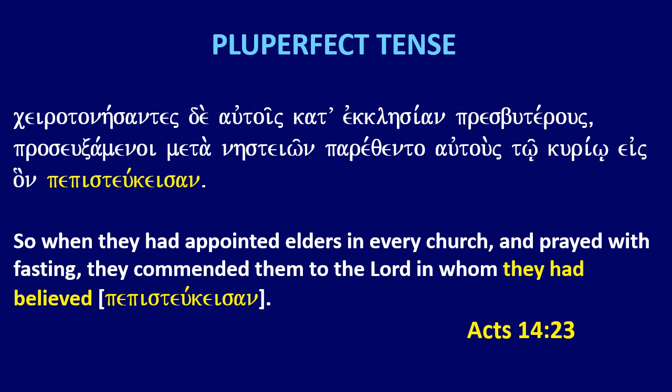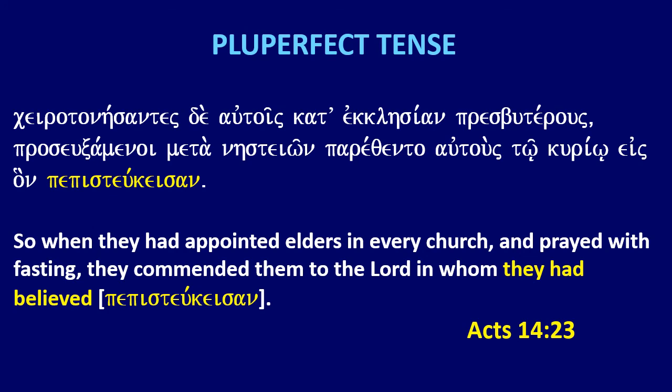Here we have a usage of the pluperfect tense form in Acts 14, verse 23, where it says, so when they, Paul and Barnabas, had appointed elders in every church and prayed with fasting, they commended them to the Lord in whom they had believed. Clearly here, the believing was prior to the appointment of elders and the praying and the commending of them. And so the pluperfect tense form is used to show a prior event with a resulting state in the past from the standpoint of the writer or narrator. In this case, it would be Luke, who's writing Acts.